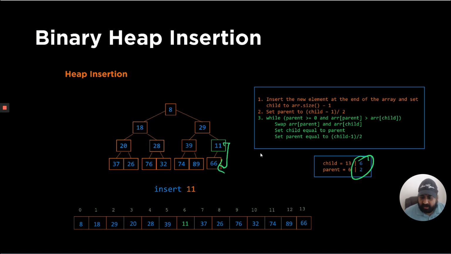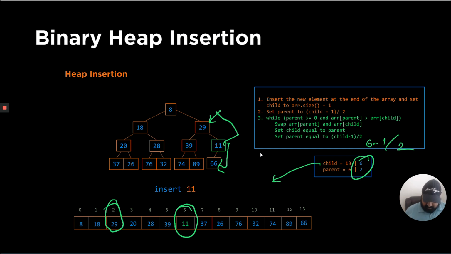Now, one thing you have to note, I think I'm going to describe after the next swap, but I'll come to that. So now we are going to compare the values, which is 11 compared to 29. The child is now pointing to 6, which is this value, and parent is, as we said, 6 minus 1 divided by 2, which is 2.5 floored, which is 2. So 11 and 29 are being compared, which are these two elements in the heap.